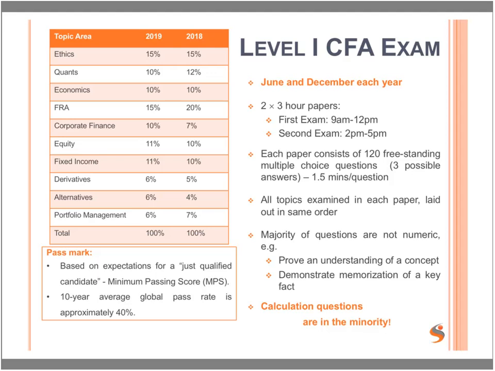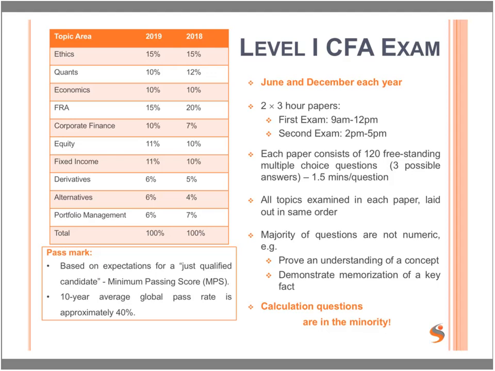Corporate finance has gone up from 7 to 10%. Equity, slight change, 10 to 11%. Fixed income, 10 to 11%. Derivatives, slightly up, 6%. Alternatives, 6%, up a little bit. Portfolio management, 6%. So you can get an idea there. The most important topics are still ethics and FRA, financial reporting and analysis.